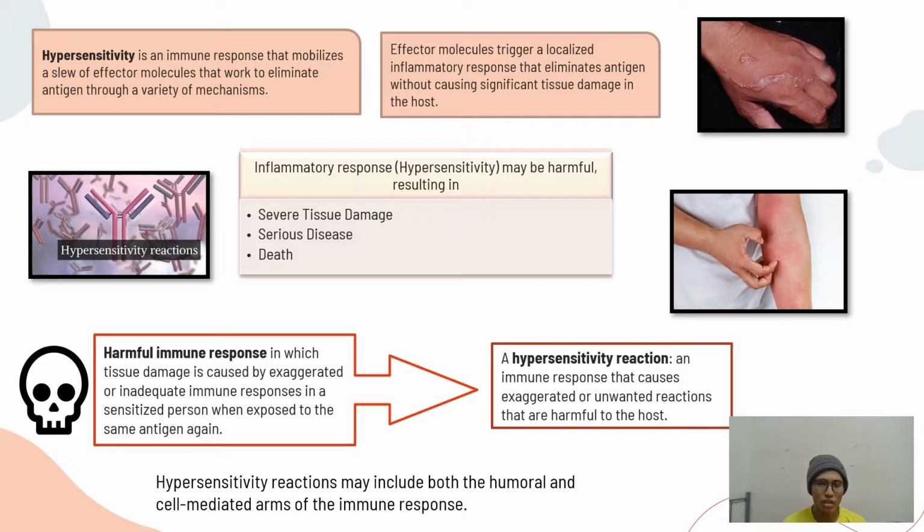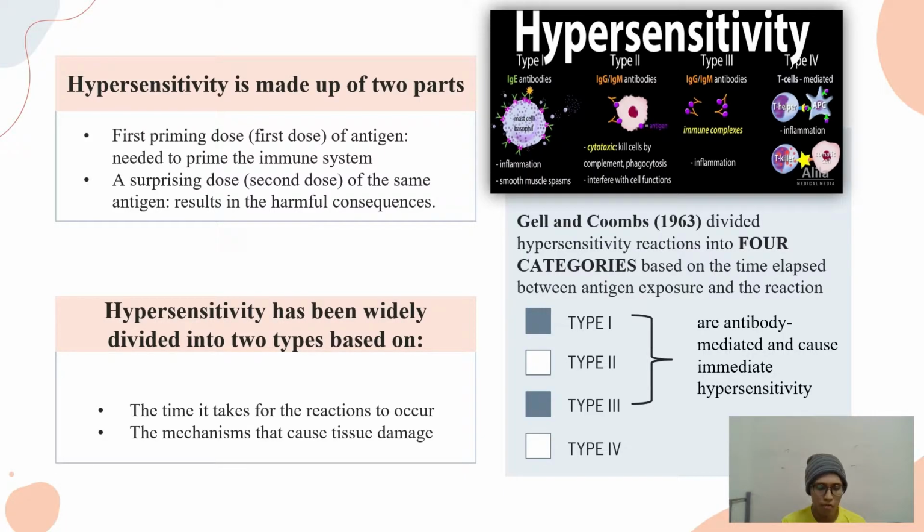A hypersensitivity reaction is an immune response that causes an exaggerated or unwanted reaction that is harmful to the host. It is a harmful immune response in which tissue damage is caused by an exaggerated or inadequate immune response in a sensitized person when exposed to the same antigen again. Hypersensitivity may include both the humoral and cell-mediated arms of the immune response. Hypersensitivity is made of two parts.